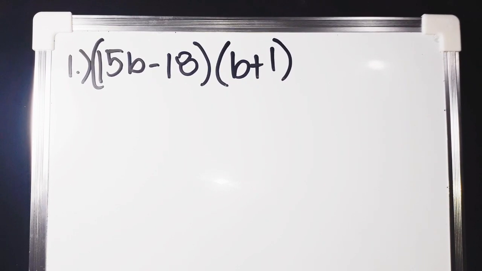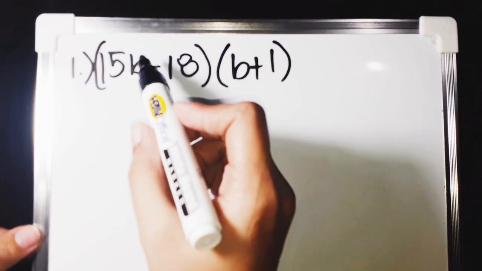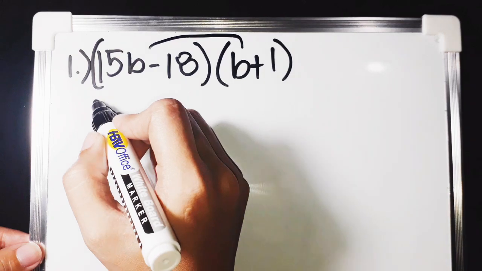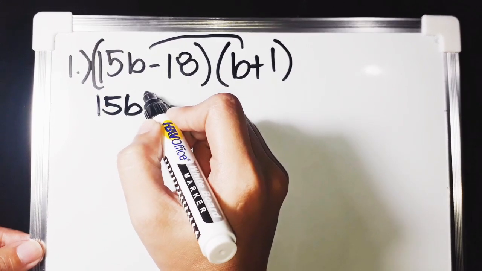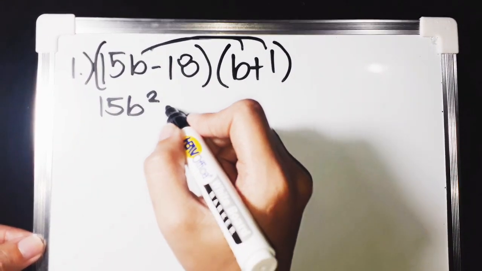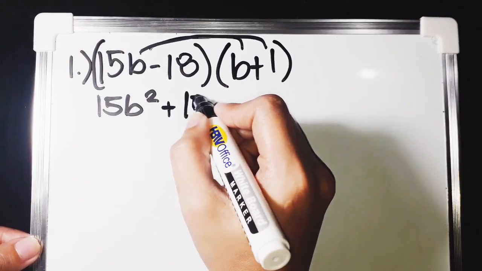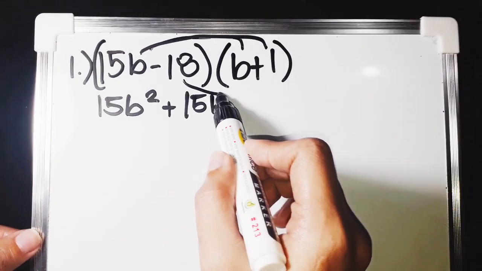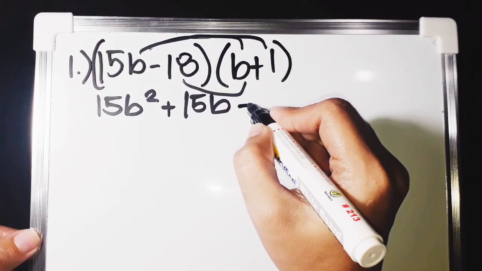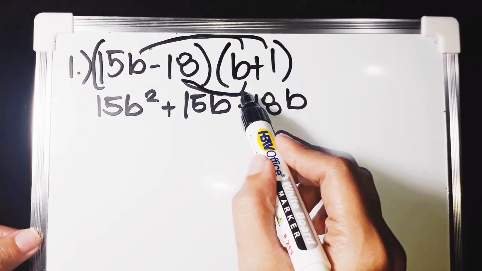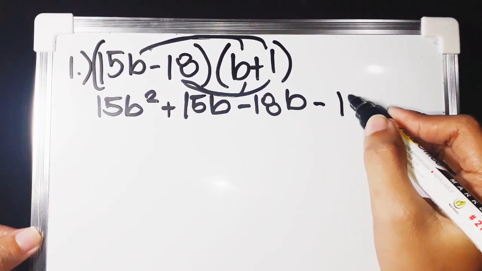So first, we should apply the FOIL method, wherein in simple terms, you just have to multiply 15b times b, that is 15b squared. Next, 15b times 1. That is plus 15b. Next is negative 18 times b. That is negative 18b. Then next is negative 18 times 1. That's negative 18.